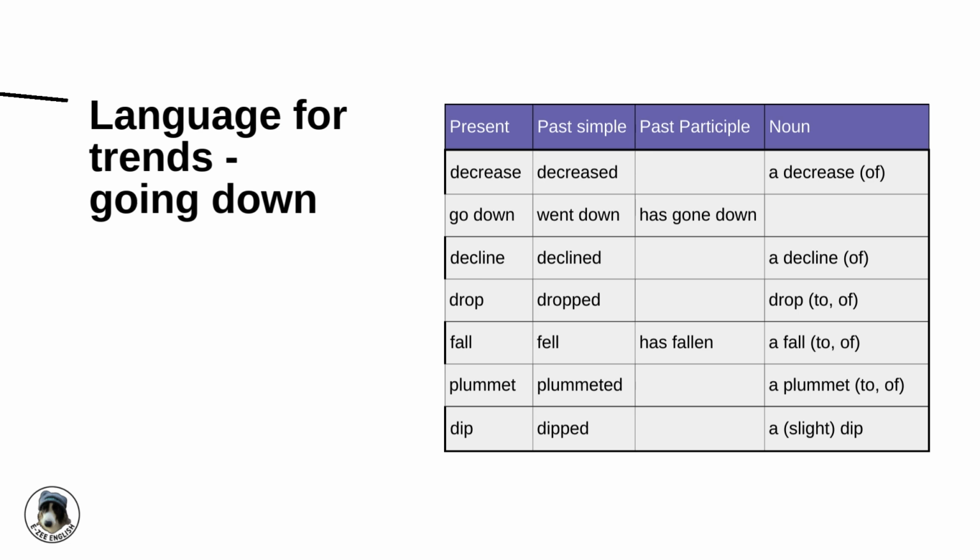Language for trends going down. These include decrease, went down. A dip is a small decrease that goes back up again, like dipping a tortilla chip into guacamole. You dip down and you come back up again. A fall is quite significant, and a plummet is like plummeting down a cliff on a bungee rope that may or may not come back up again.